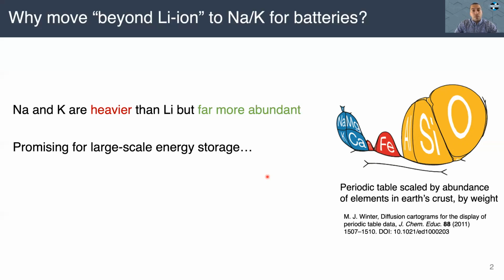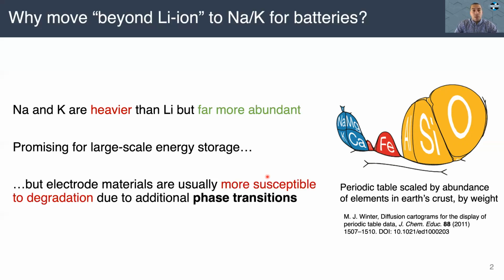However, one of the main drawbacks of sodium and potassium ion batteries is that their electrode materials tend to be more susceptible to degradation. And a lot of this has to do with additional phase transitions that do not occur with lithium. So much of our work has focused on understanding these phase transitions.